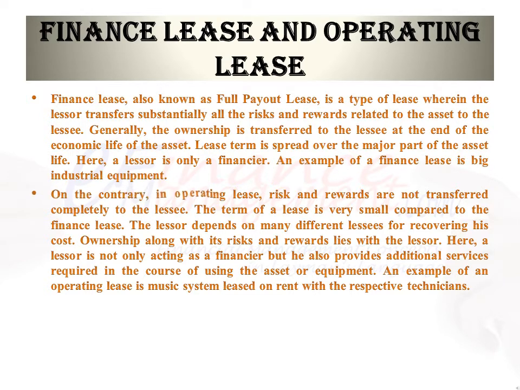On the contrary, in operating lease, risk and rewards are not transferred completely to the lessee. The term of a lease is very small compared to the finance lease. The lessor depends on many different lessees for recovering his cost. Ownership along with its risks and rewards lies with the lessor. Here, a lessor is not only acting as a financier but he also provides additional services required in the course of using the asset or equipment. An example of an operating lease is music system leased on rent with the respective technicians.